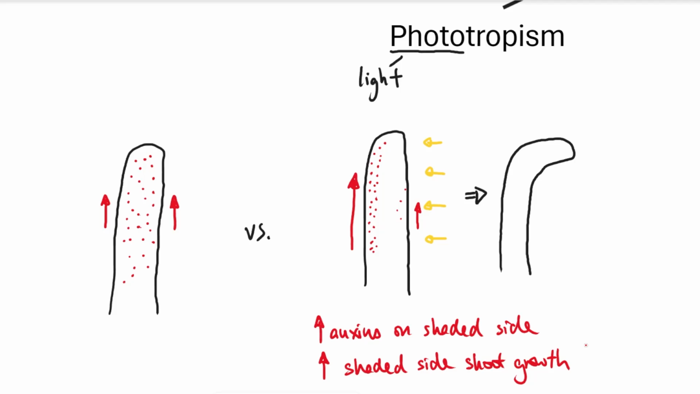Now, actually, if we see in roots, it will do the opposite, which is negative phototropism. The roots would actively try to move away from the light. And actually, that makes sense because roots want to be underneath the ground in the soil where there is no light, because that's where the water and mineral ions are. So shoots would show positive phototropism, roots would show negative phototropism.